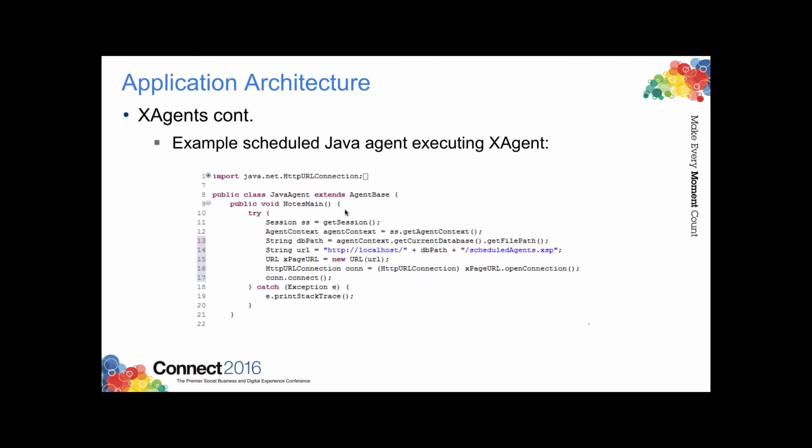And here is an example of a scheduled Java agent executing an XAgent. You can see over here, we've got the session, we get the agent context, we get the DB path, and we create a URL that starts with localhost. Because the scheduled agent runs locally, you don't need to define a special host name. You can just specify localhost and then point it to the XPage that you want to trigger. And it's as easy as doing connection.connect, and that's it. Your scheduled agent will go and execute your XAgent, which will link to your managed bean code and all your Java classes. So it is a perfect world after all.